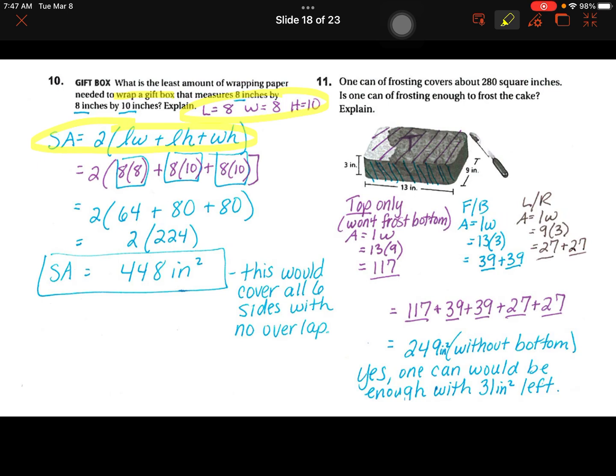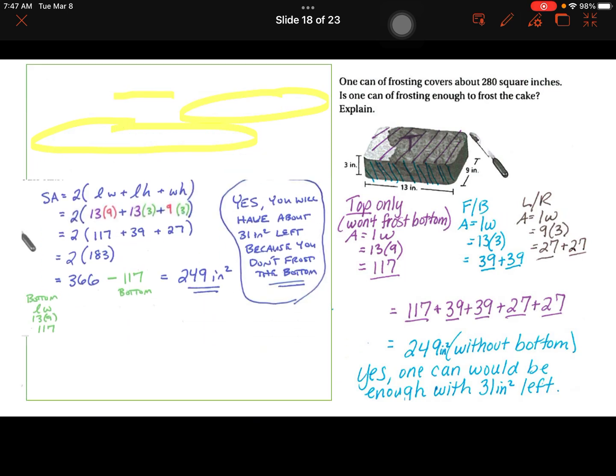Number 11 is a little bit trickier, and so you can do it in 2 ways. So I'm going to cover up that other one and take a look at this. So you're going to frost the cake, but what you're not going to frost is the bottom. And since you're not frosting the bottom, one way of doing it is just to look at the front and the back, the left and the right, and then the top only, and then add them all up, and that's how you get to 249.